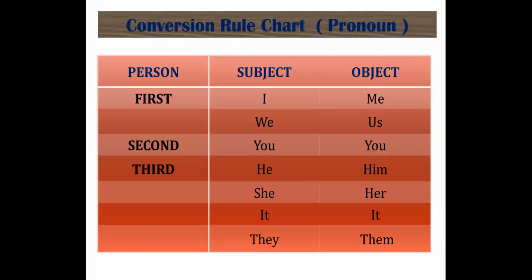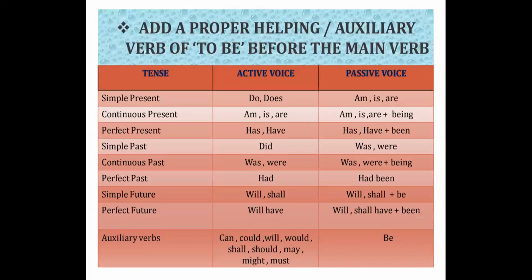The conversion rule chart: first person pronoun, second person pronoun, third person pronoun. When the subject is I, it will convert into me. We will convert into us. You will remain as it is, you. He will become him. She will become her. It will remain as it is, and they will change into them. Then add a proper helping and auxiliary verb. According to tense, we have to add the proper auxiliary verb.